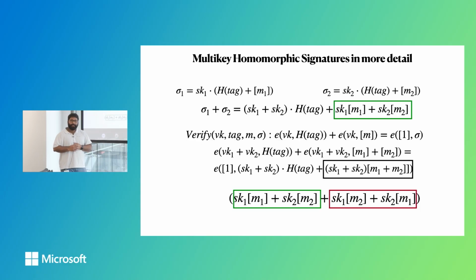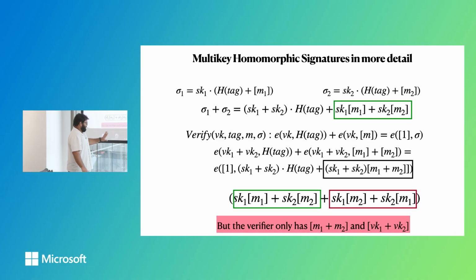Now, I cannot expect clients to know what somebody else's message is, so they cannot really compute this and send it to the server. So this verification equation doesn't really work right now. And the verifier really has only VK1 plus VK2, which is the aggregate of the verification keys, and the aggregated messages, which are M1 plus M2. So this verification equation does not work.